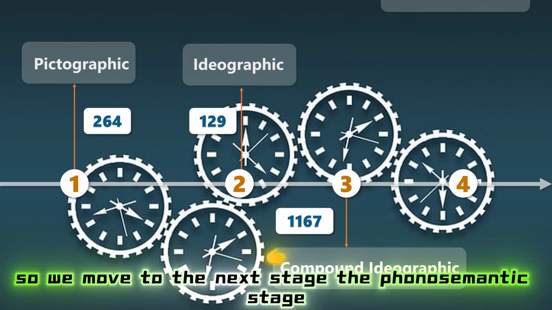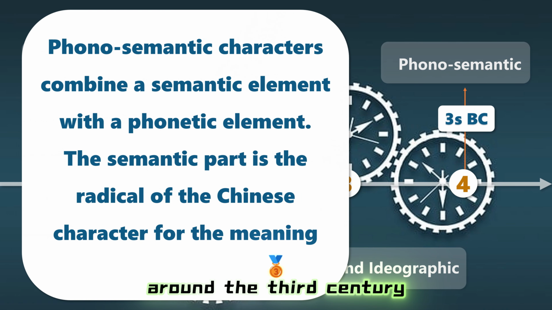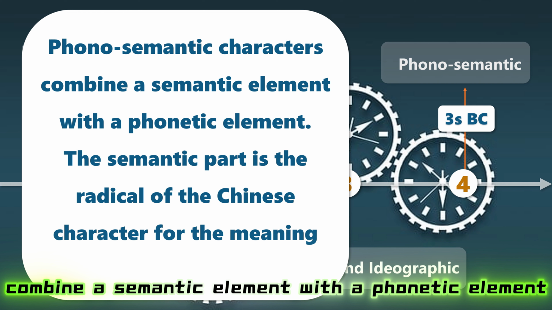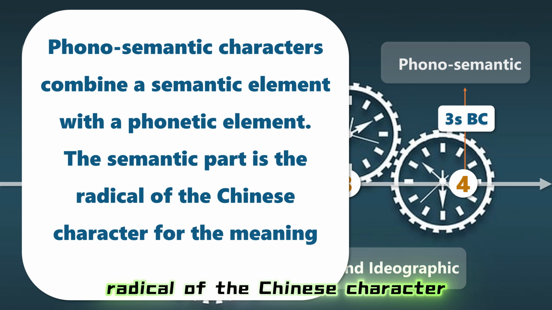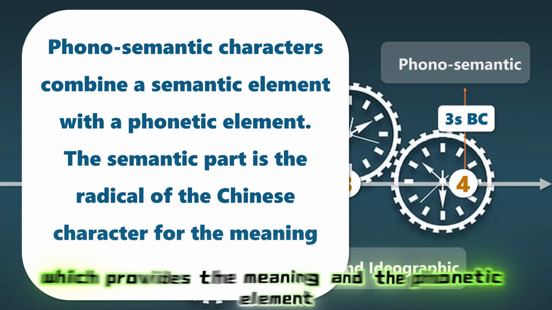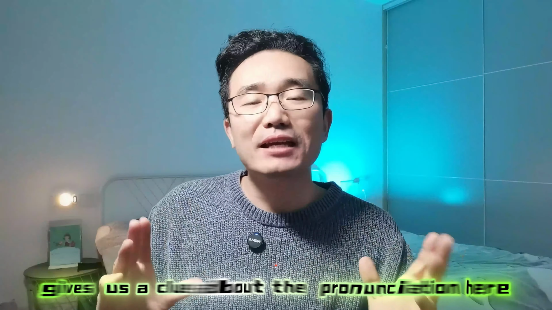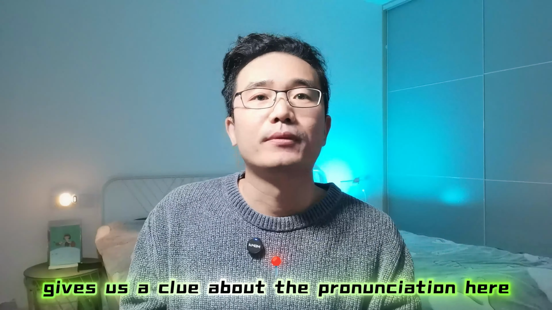So we move to the next stage, the Phono-Semantic stage, around the 3rd century BC. Phono-semantic characters combine a semantic element with a phonetic element. The semantic part is the radical of the Chinese character, which provides the meaning, and the phonetic element gives us a clue about the pronunciation.